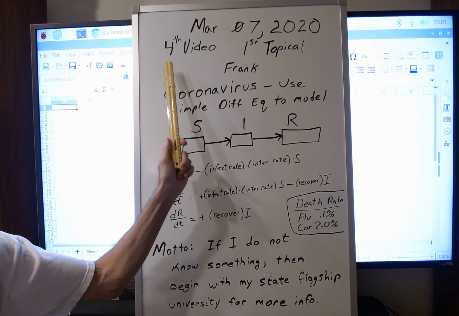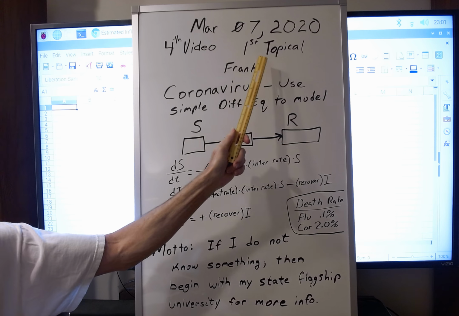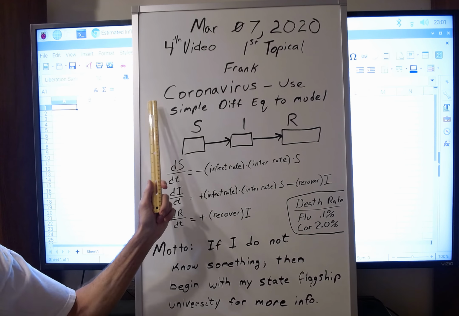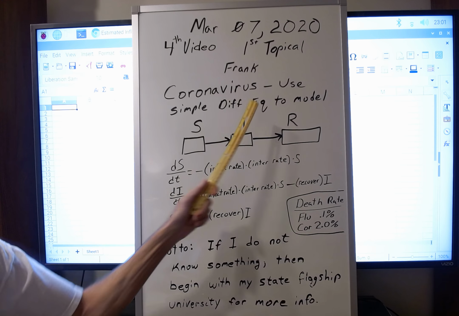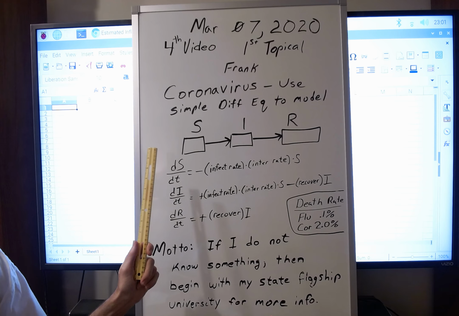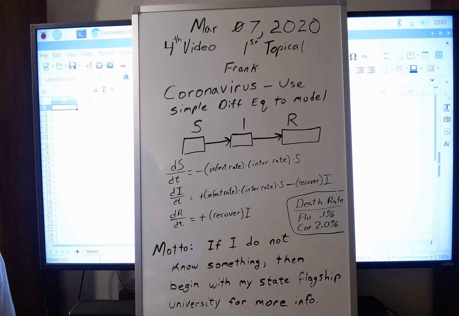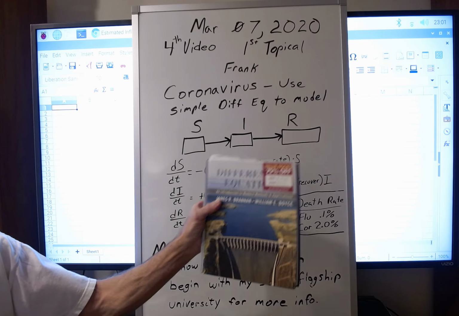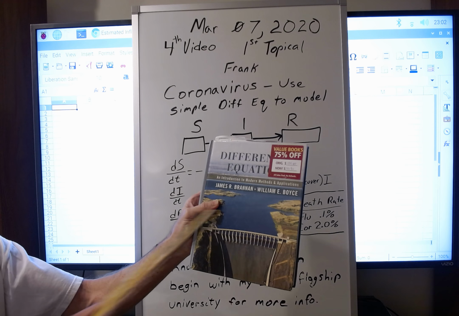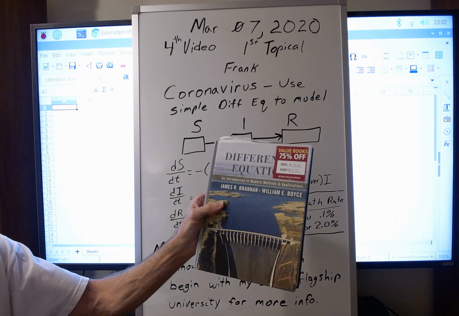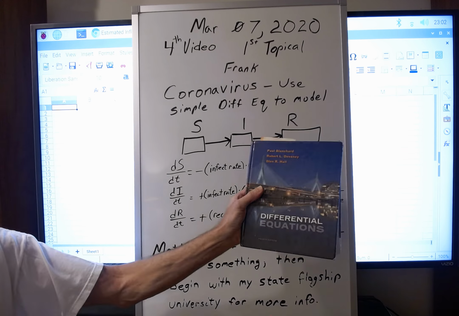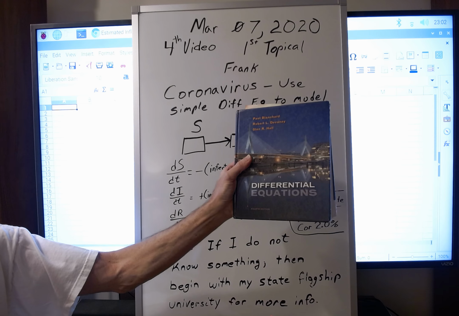This is my fourth video and my first topical issue video. I was going to talk about the coronavirus and use simple differential equations to model the spread of the coronavirus. I was just going to use these simple models that you find in introductory differential equation books. That's one book. There's another differential equation book.